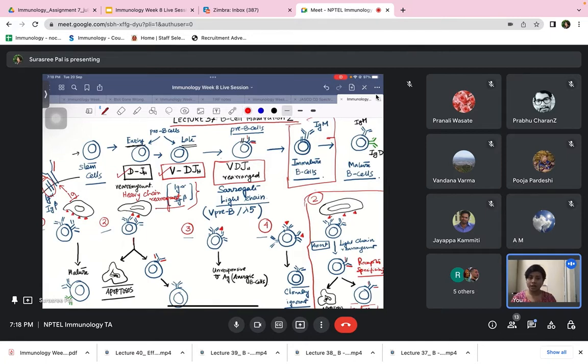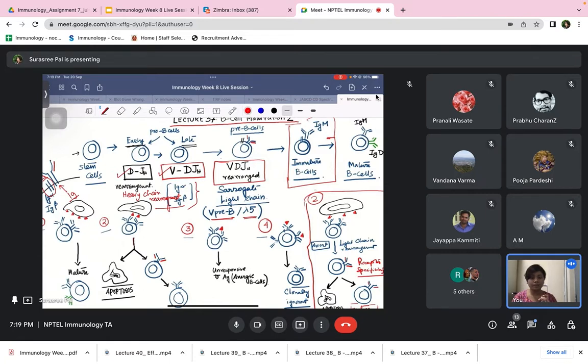Now once these progenitor B cells further mature to become premature B cells, you can see the surrogate light chains on these pre-B cells. These surrogate light chains are made up of two chains, which are V pre-B and lambda 5. So these are the two polypeptide chains which act as the surrogate light chain. Why is this surrogate light chain being expressed?